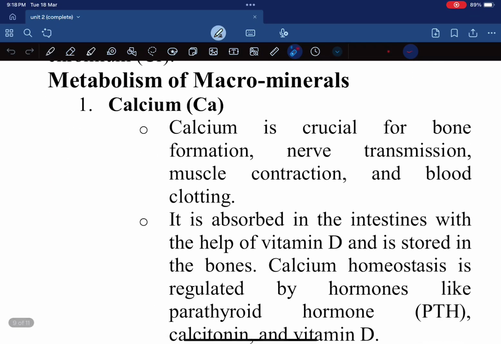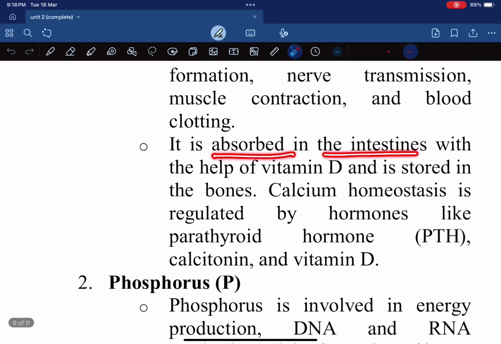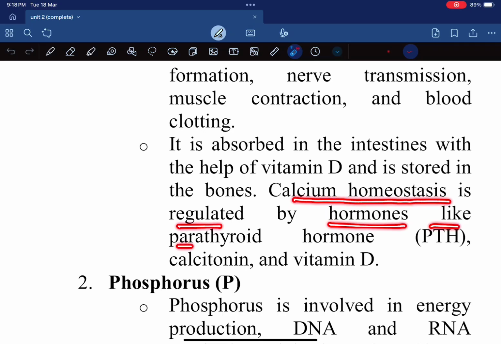Metabolism of macrominerals. First, calcium. Calcium is crucial for bone formation, nerve transmission, muscle contraction, and blood clotting. It is absorbed in the intestines with the help of vitamin D and is stored in the bones. Calcium homeostasis is regulated by hormones like parathyroid hormone, calcitonin, and vitamin D.